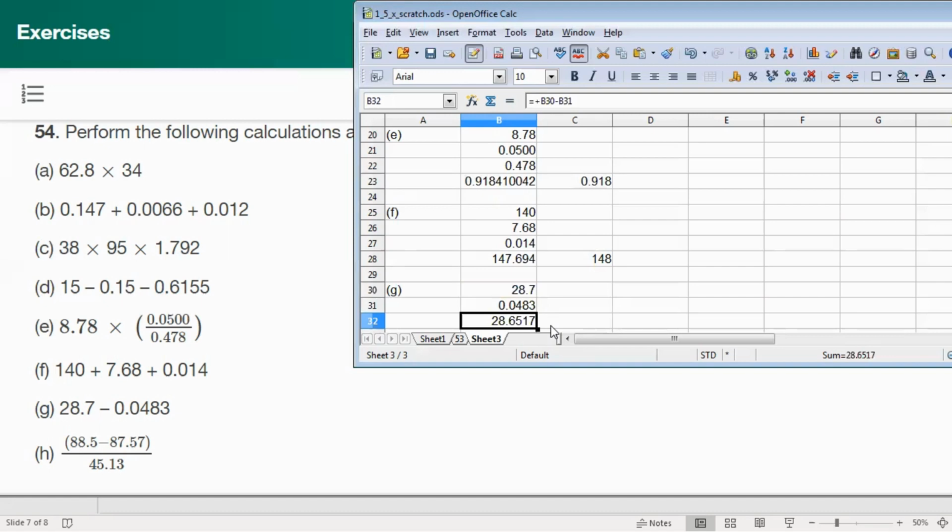And the maximum number of digits after the decimal point is the least number of digits past the decimal point, which is one digit past the decimal point. So we're going to round off so that we only have one digit past the decimal point. And so the answer is, surprisingly, 28.7.